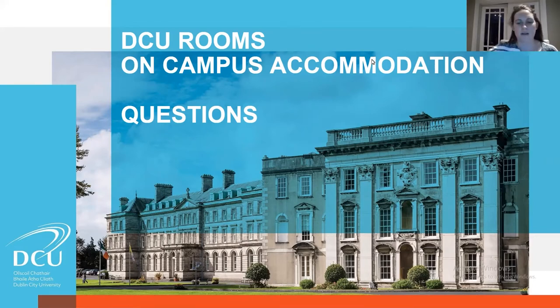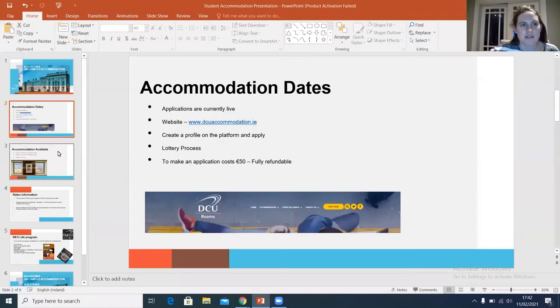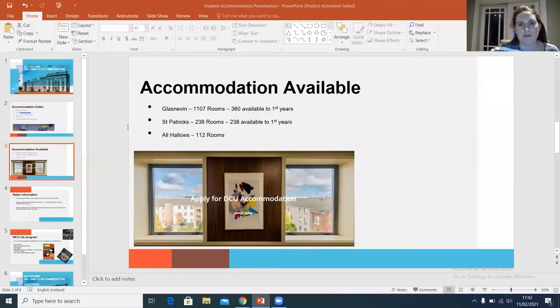If I just go back here a little bit in my presentation, I can show you guys how many places we actually do have for the first year students. So we've 360 available places on our Glasnevin campus, and we've 238 available places on our St. Patrick's campus, and a further 112 in All Hallows. So if I round those up, we have just over 700 places for our first year students. So we do try to please everyone, but unfortunately it's not always the case.